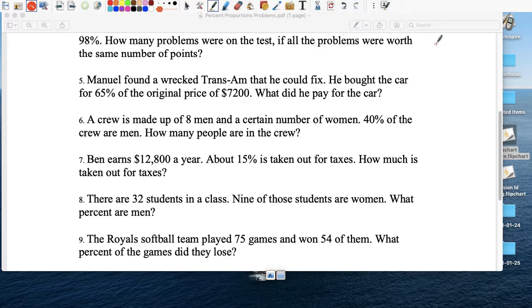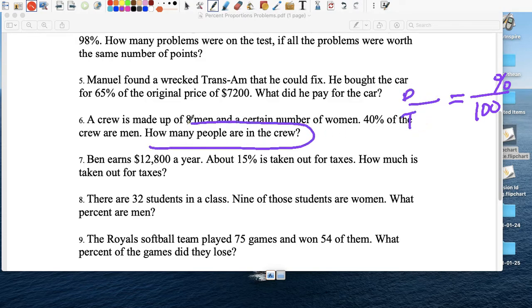6. A crew, un grupo, tiene 8 hombres y un cierto número de mujeres. 40% son hombres. ¿Cuántas personas hay en el grupo? So a group is made of 8 men and a few women. 40% of the crew are men. How many people are in the crew? All right, so let's set this up. 100%, part, total. We want to know the total. ¿Cuántas personas hay en el grupo?